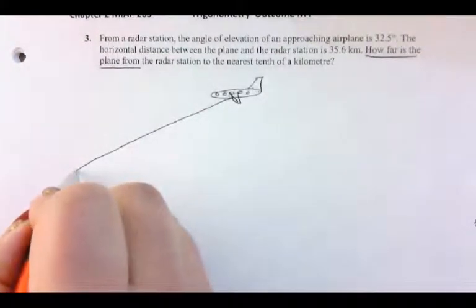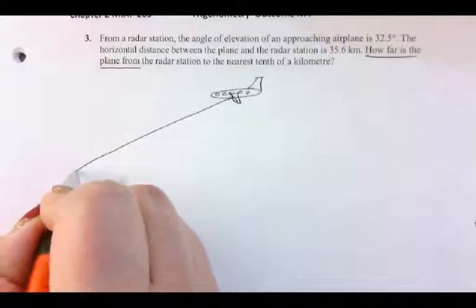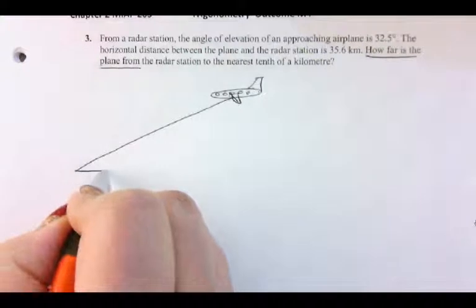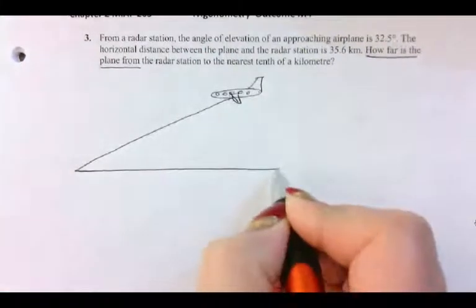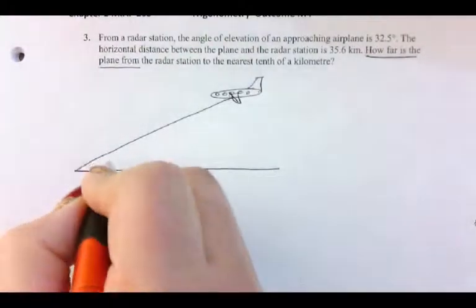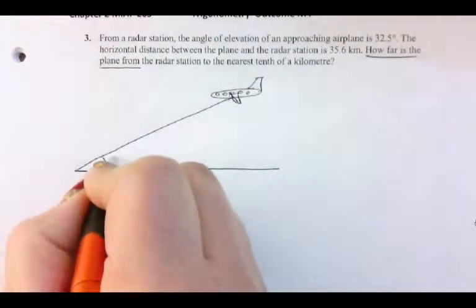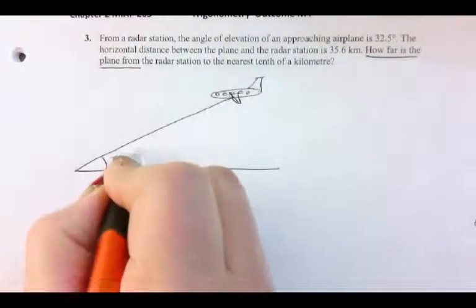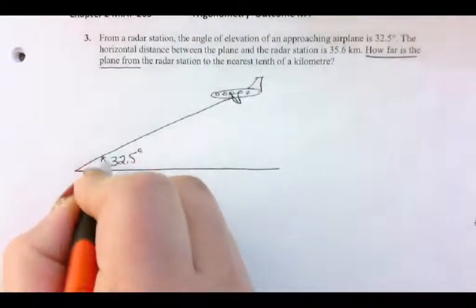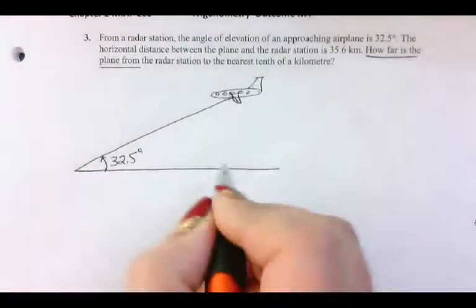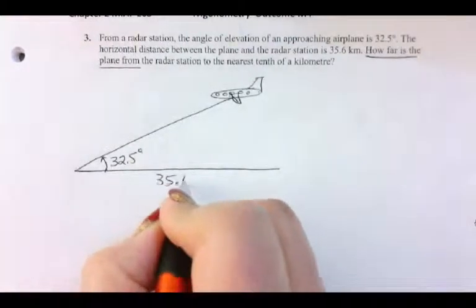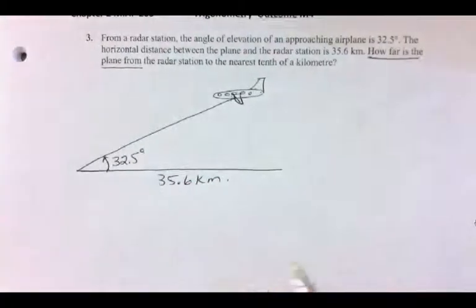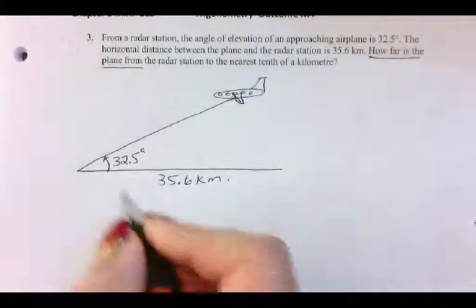It's approaching the radar station. Now, horizontal distance between the plane and the radar station. So I'm going to draw a line horizontally, which is the horizontal distance, okay? And it's saying that this is going to be 32.5. That's the angle of elevation if I go up, okay? Horizontal distance is 35.6 kilometers. How far is the plane from the radar station to the nearest tenth?